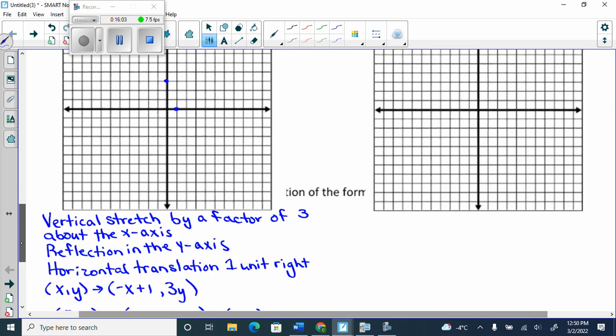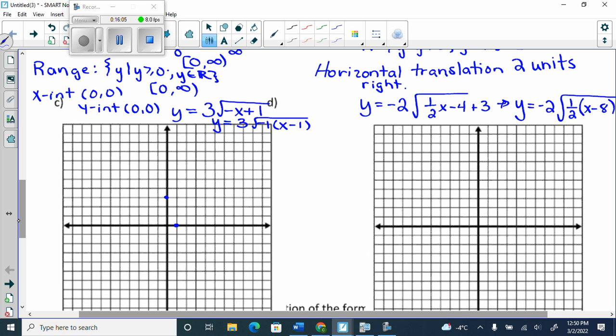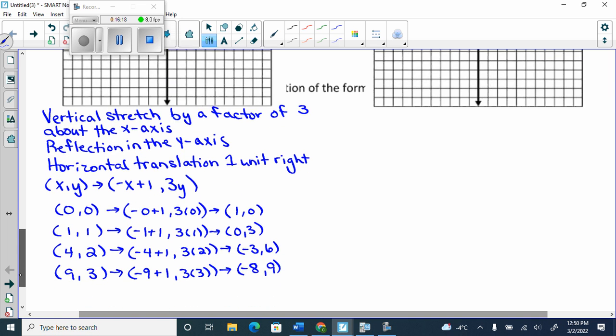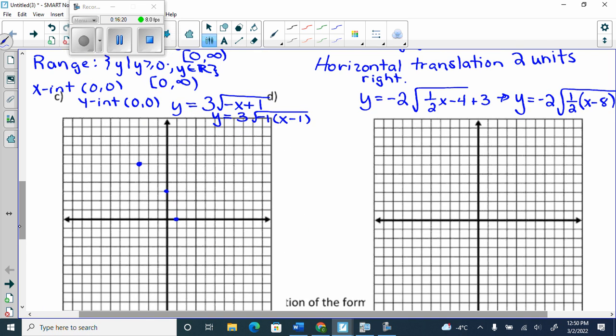Negative 3, 6, negative 8, 9. Three, 4, 5, 6, 7, 8. Yep. 1, 2, 3, 4, 5, 6, 7, 8. 1, 2, 3.